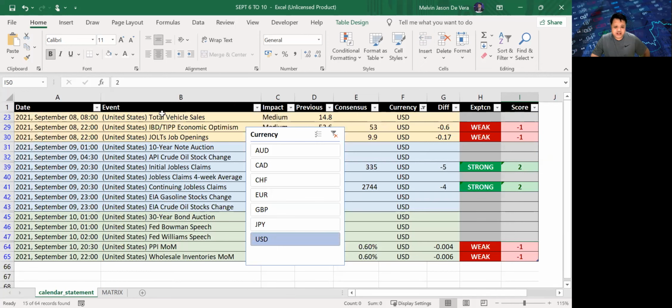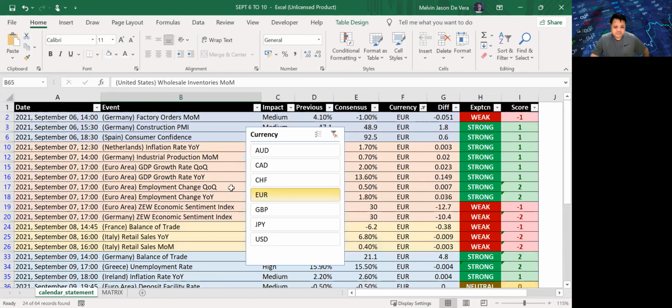Balikan natin yung US dollar, ano mga event? Total vehicle sales, IDP, jobs, job opening, crude oil, stock change, right? 10-year note auction, jobless claims, so mga employment data. And then we will have a speech from Fed. We have a PPI month-on-month and a wholesale inventories month-on-month.